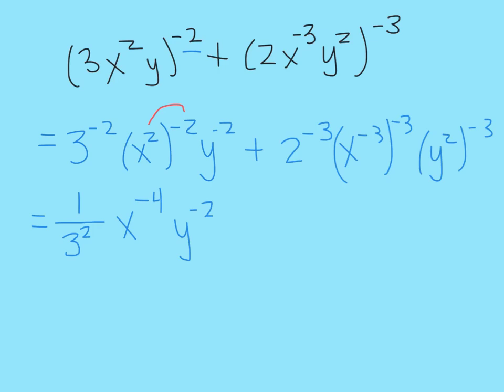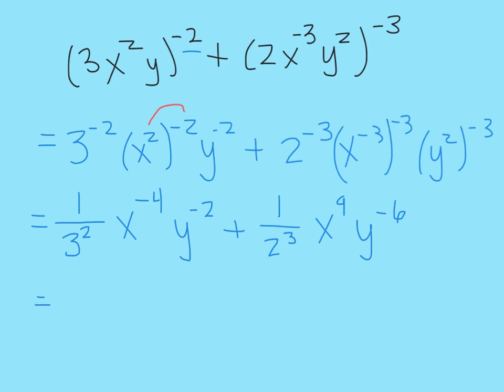Okay, let's do the same simplification to the other expression. So we're going to have plus, we have a negative exponent on that 2, so that's going to put 2 in the denominator, and then we change the exponent to +3. And then we have x to the -3 to the -3, so we're multiplying. So that becomes x to the +9. And then y squared to the -3, 2 times the -3, we get -6.